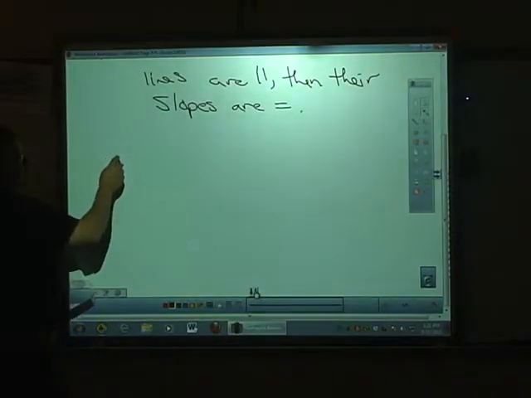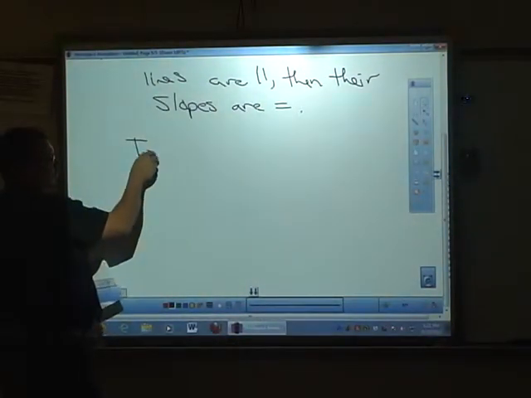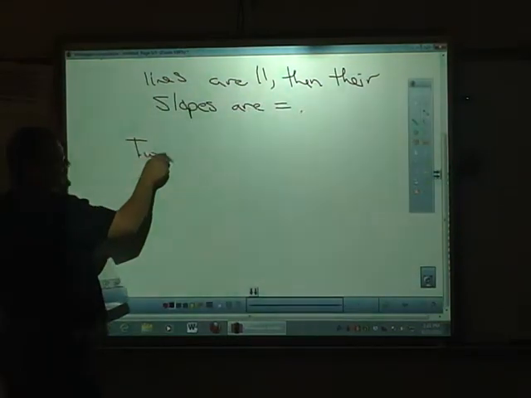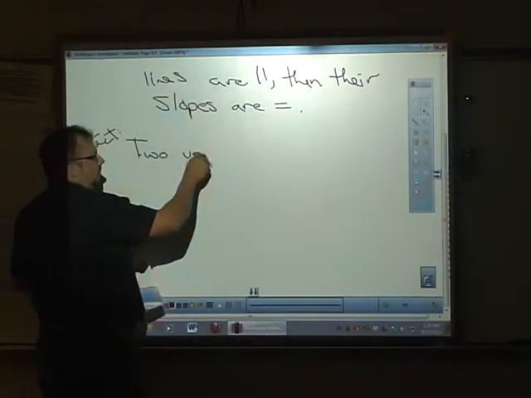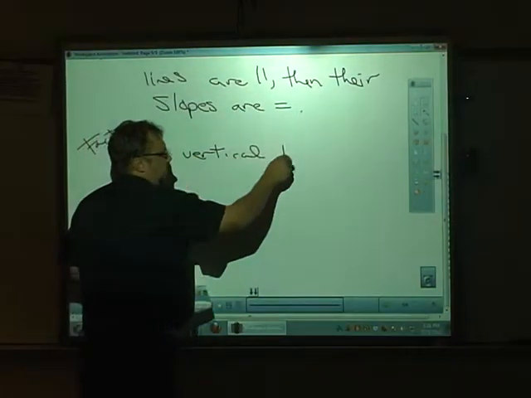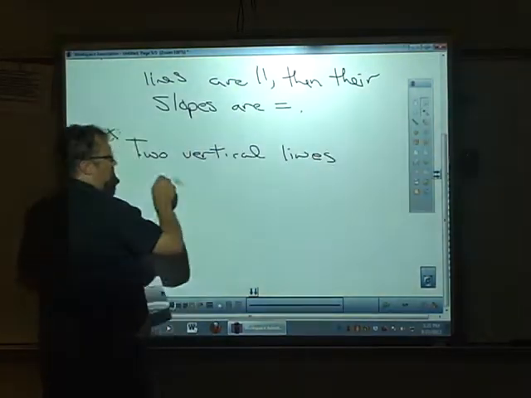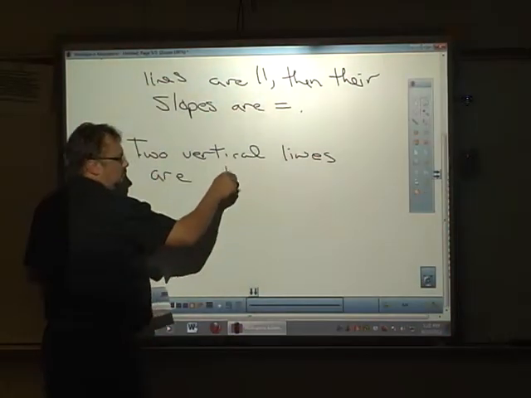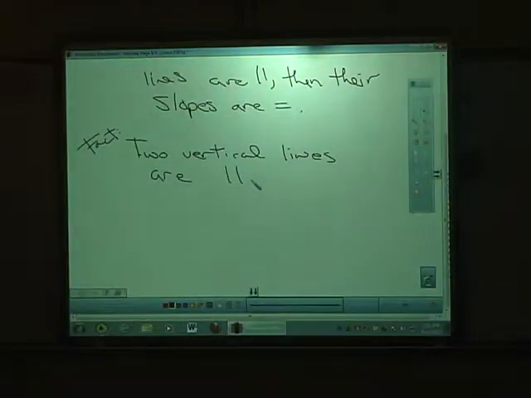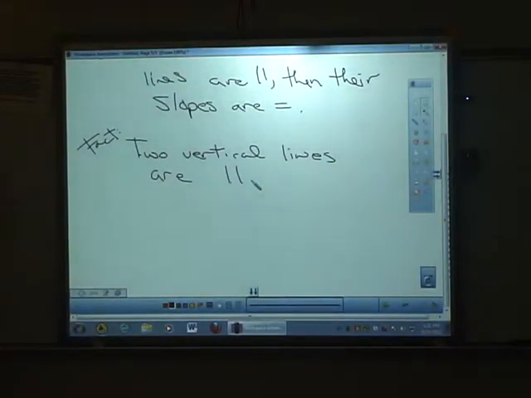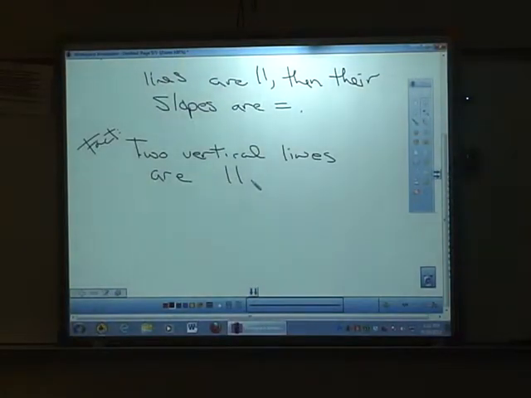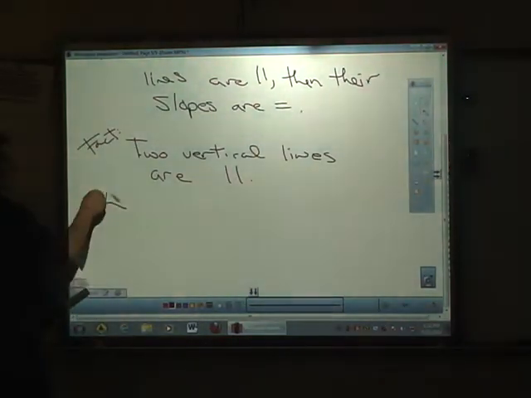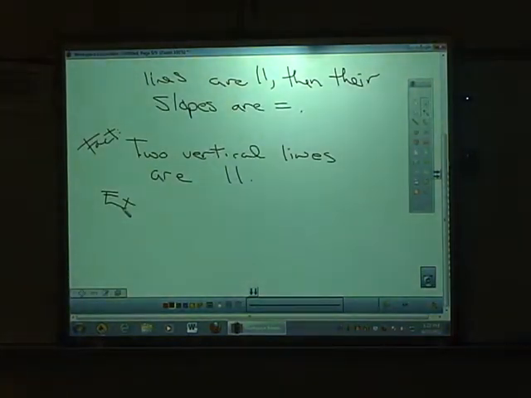By the way, we should also mention here that two vertical lines are also parallel. The non-vertical part comes from the actual fact. If they're vertical, they're both going to be going straight up and down, so they have to be parallel. But they don't have a slope. Remember, vertical lines have an undefined slope, so that's why we can't use that here. So let's look at an example of what we're going to be doing with this. Don't make this difficult, it really isn't.